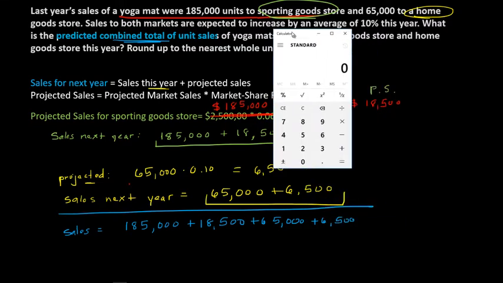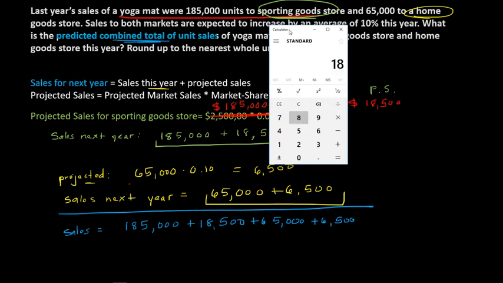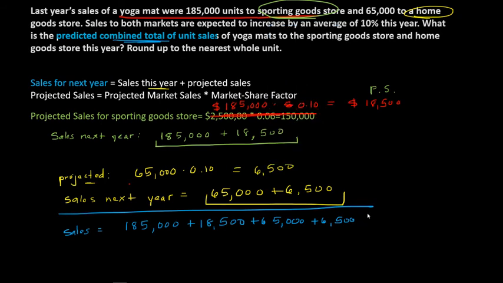Okay, here we go. 185,000 plus 18,500 plus 6,500 plus 65,000 gives me a grand total of 275,000. So that means the total, based on the fact that each of these will probably grow by 10%, will be 275,000 unit sales.